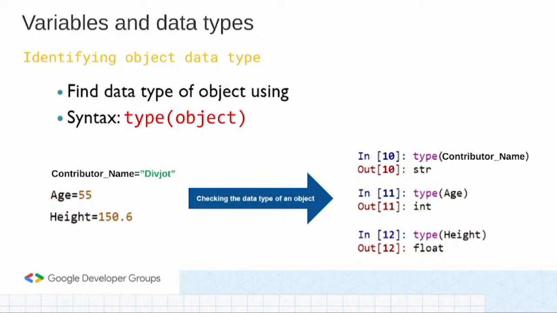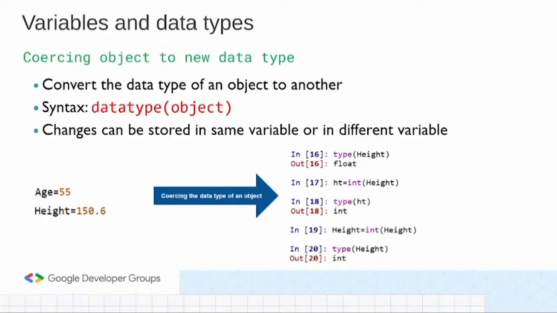Now, if you want to check the data type of contributor, contributor is a string because it is enclosed between the double quotes. If you give type of age, it is an integer, and hence the output is int. And if you give type of height, which is a floating point number, the data type is float.